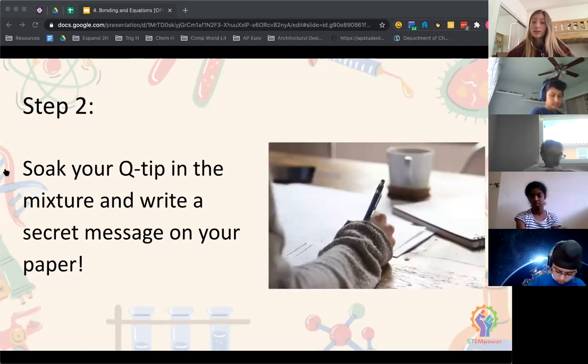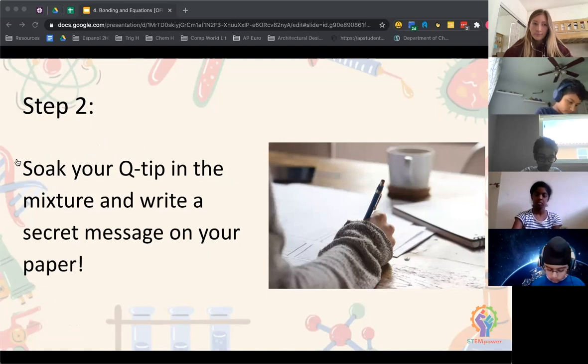The next step is to soak the Q-tip into the lemon water mixture, and then write a secret message on the paper. But again, if you need, you can continue squeezing the lemon.